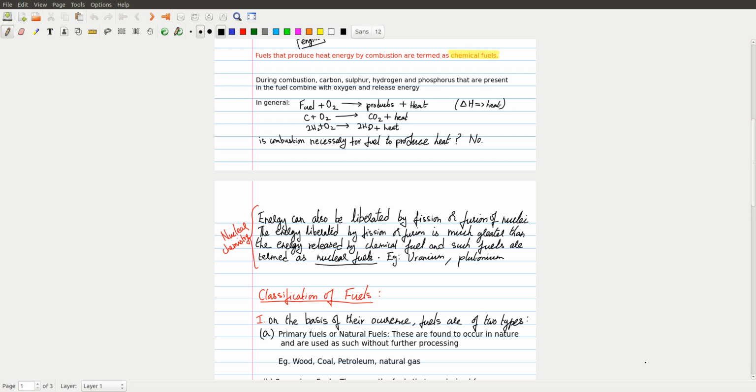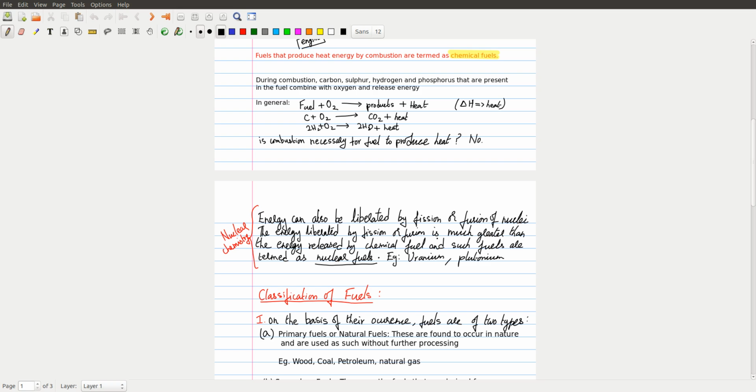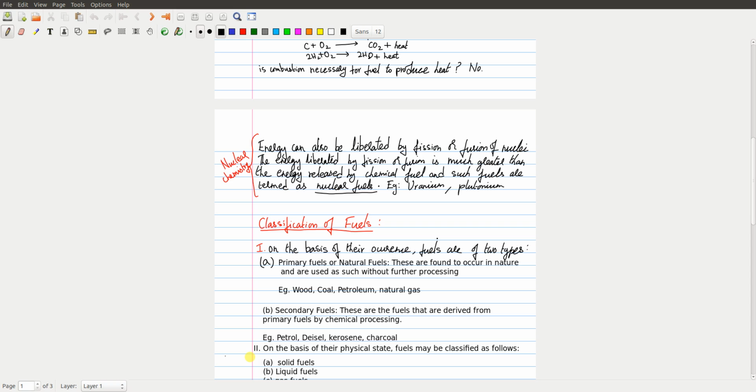We also saw how fuels can be classified. First, on the basis of their occurrence, they can be called primary fuels or secondary fuels. Primary fuels are those fuels which occur as is in nature, and we can use them without further processing, like for example wood, coal, petroleum, and so on. And there are secondary fuels which need some amount of processing before they can be used as fuels, right?